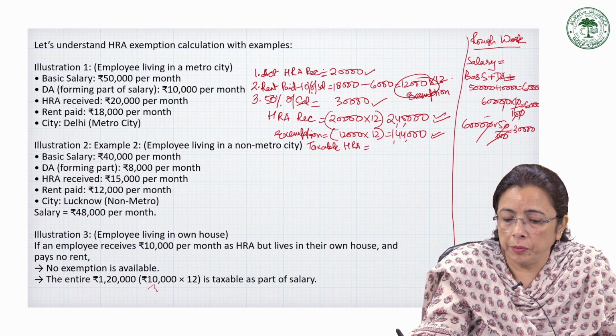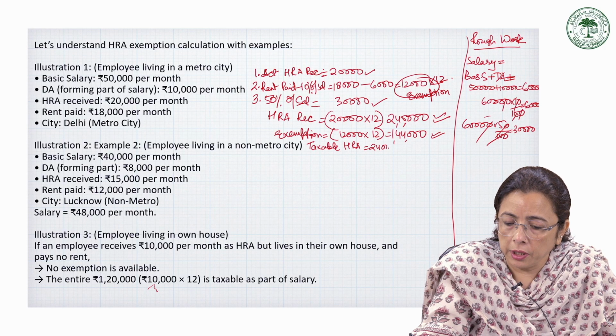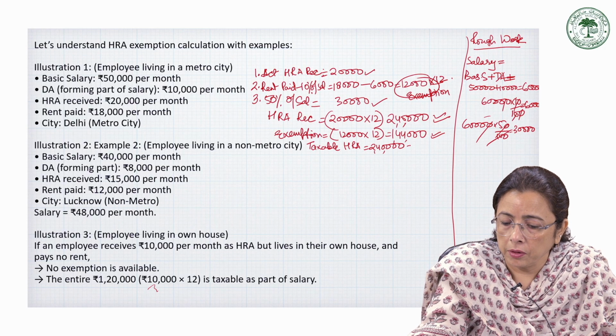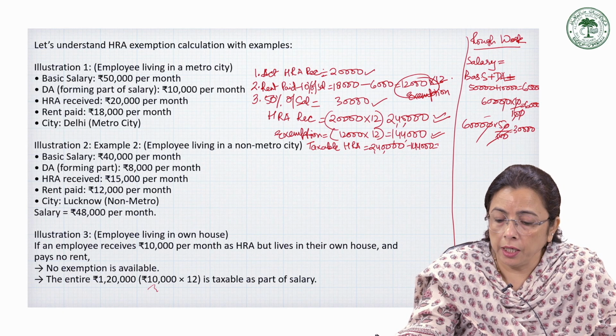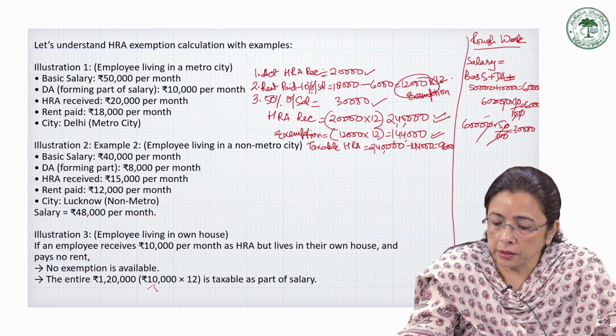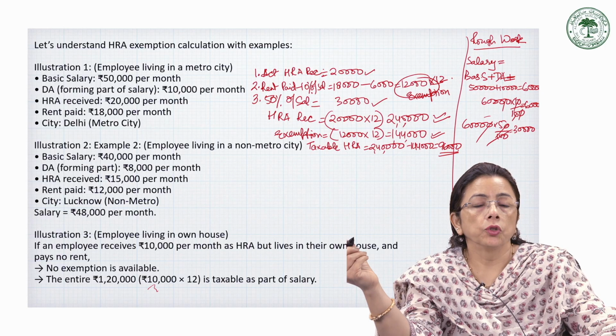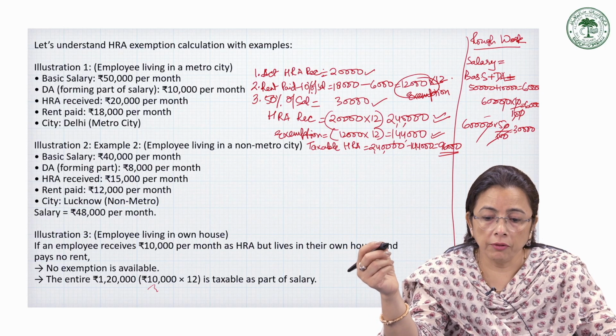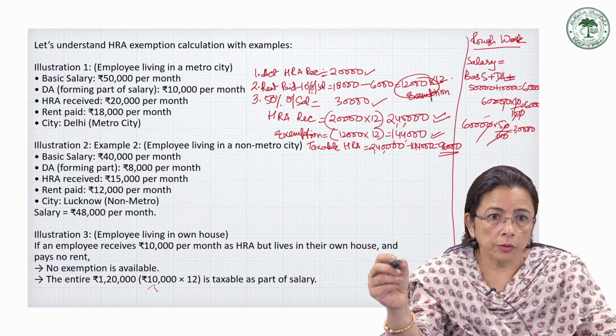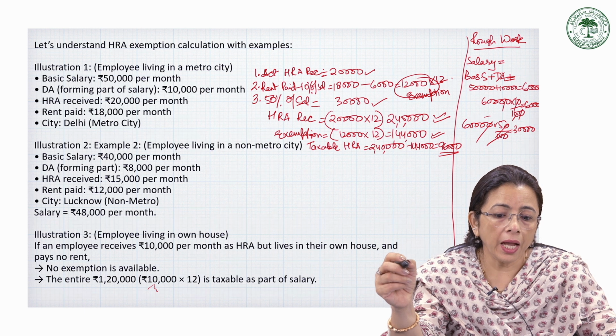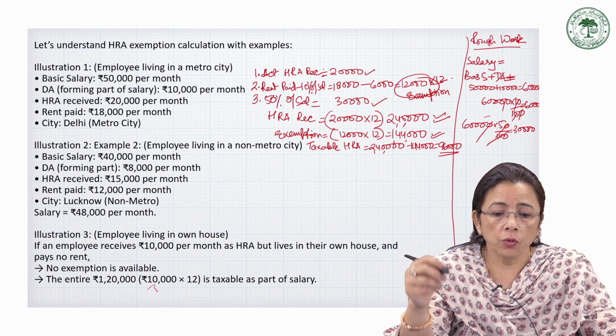Taxable HRA will be 2,40,000 minus 1,44,000, which will be equal to 96,000. So, this is how we compute the taxable HRA. I hope it is clear. Let me go through it once again.